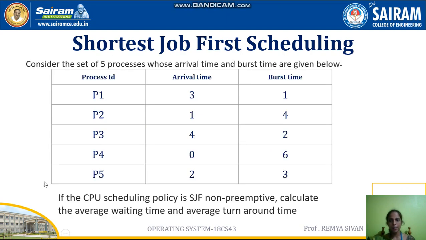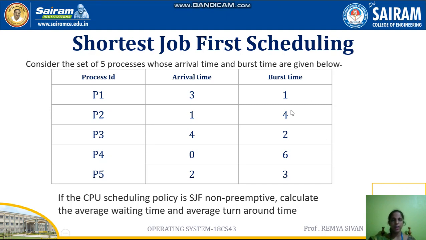So here 5 processes are given, with their arrival time and burst time also given. We are applying SJF non-preemptive scheduling. Calculate the average waiting time and average turnaround time. So SJF means the shortest job first. You have to see the burst time.